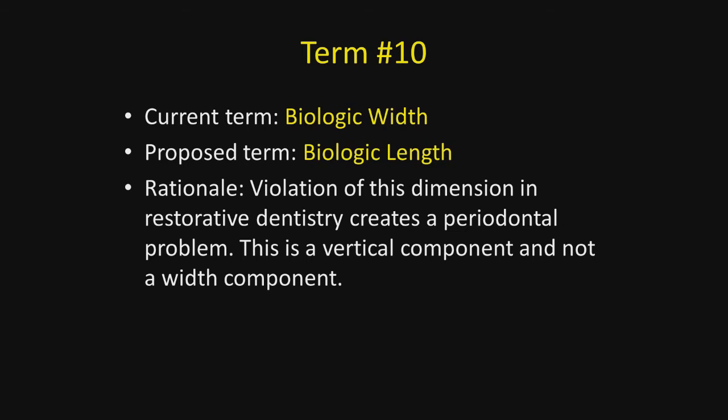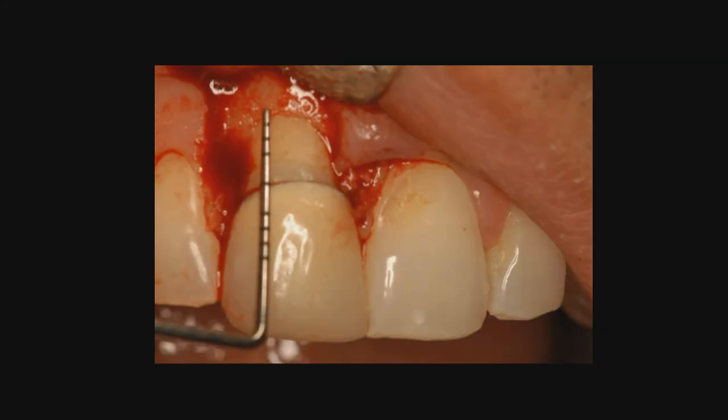Proposed term is biologic length. My rationale is violation of this dimension in restorative dentistry creates a periodontal problem. This is a vertical component and not a width component. I debated whether to use the term biologic height or biologic length, but do we talk about the height of a tooth or do we talk about the length of the tooth? And typically we talk about the length of the tooth. That's why I selected the term length rather than height.